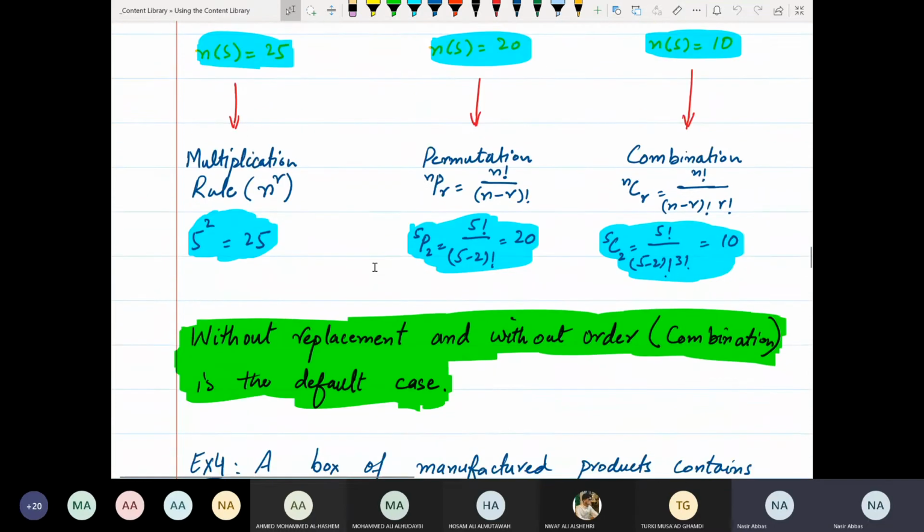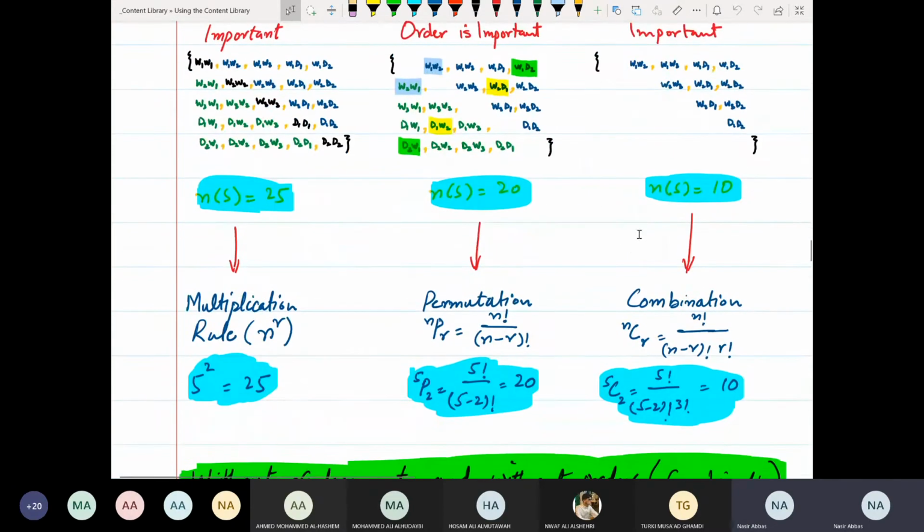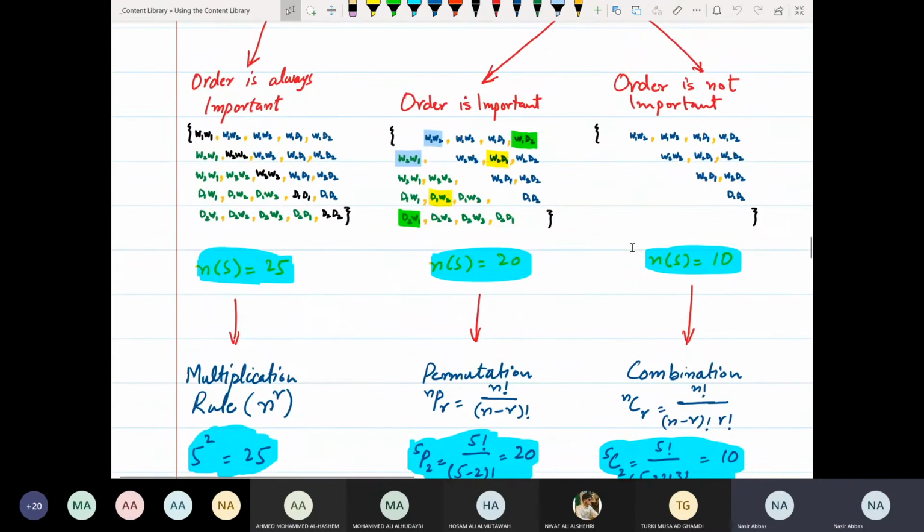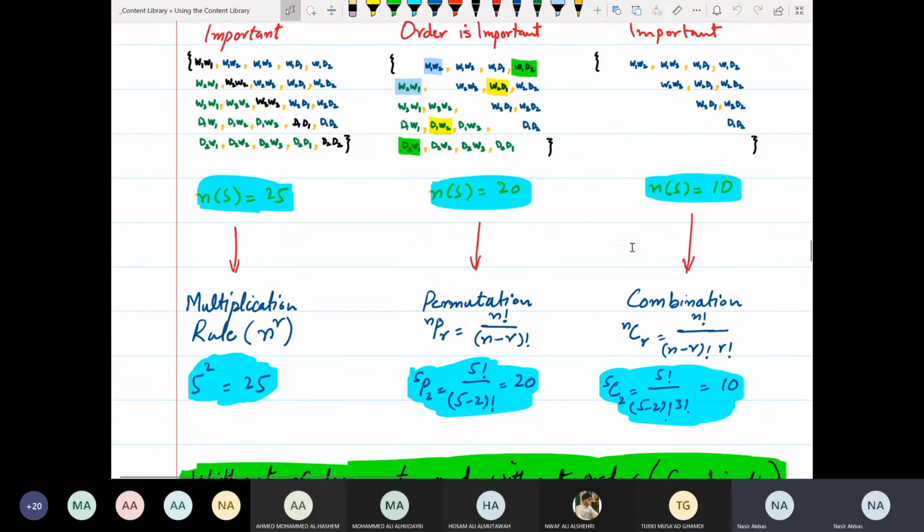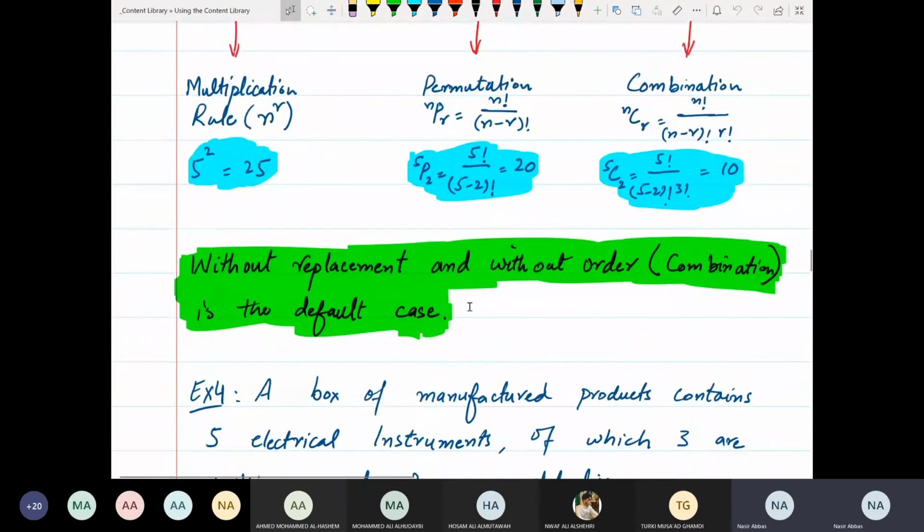So we said that there are counting techniques that can be used to find the numerator and denominator of probability without going into the sample space manually. Those counting techniques are the multiplication rule for the case where you are picking with replacement, permutation for the case where you are picking without replacement but with order, and combination for the case where you are picking without replacement and the order is not important. And then we said that without replacement and without order is the default case.